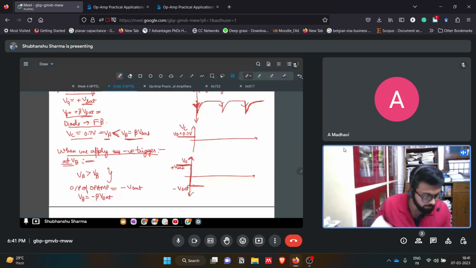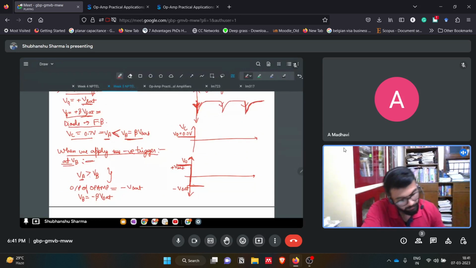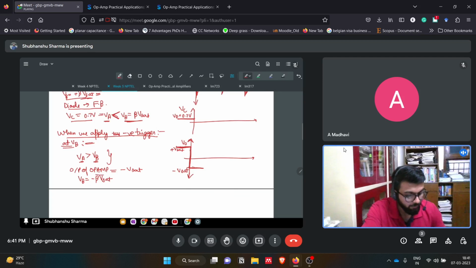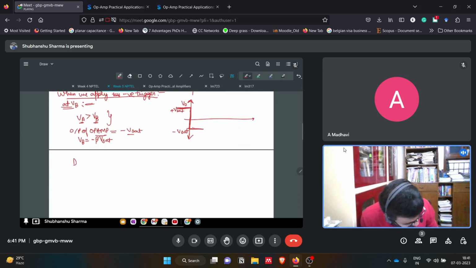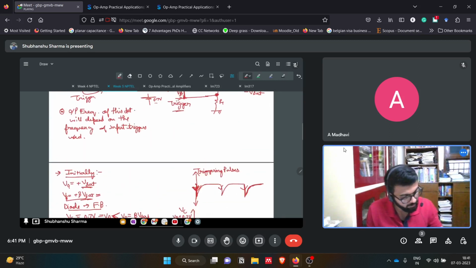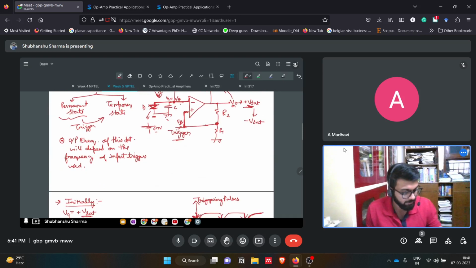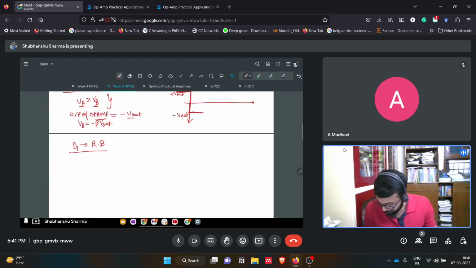Now what will happen when we apply a negative trigger at VB? This VA will momentarily be higher than VB because we are applying a negative trigger at the VB voltage. Because of that, the output of the op amp will become minus V sat. Then VB equals minus beta V sat because this is the voltage being fed back from the positive feedback. Now what will happen? The diode we were looking at will become reverse biased. That is obvious. So this diode will be reverse biased.